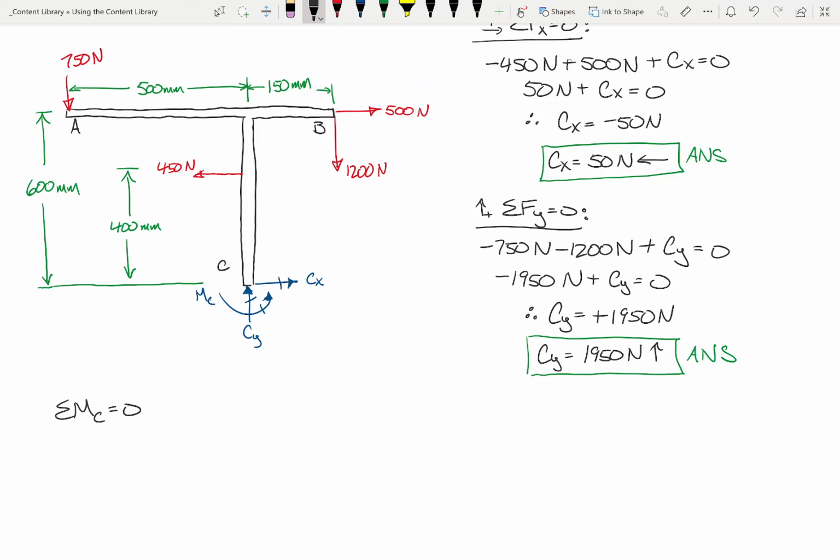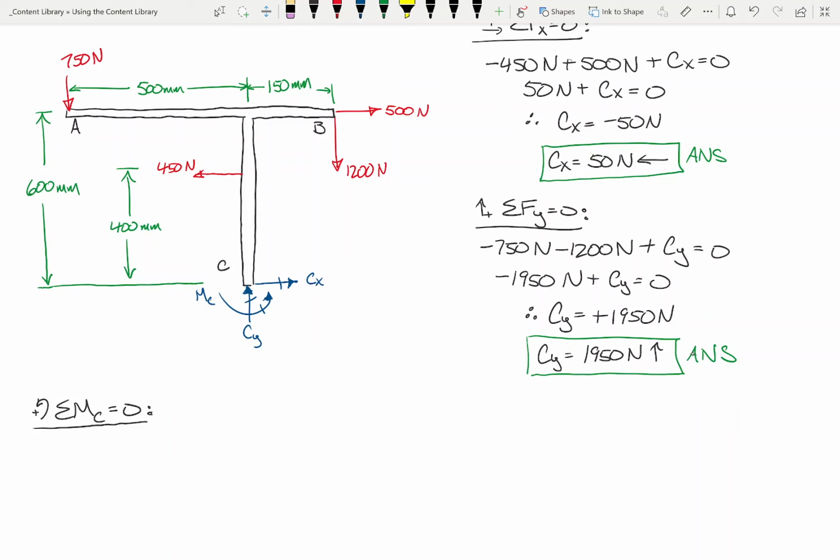So sum moments at C, and we'll take that to be positive. Now, this equation is going to be a little longer because you're not asking about what forces are horizontal and what forces are vertical. You're asking which forces cause rotation. So, for example, does that cause rotation at C? Yes. Which direction does it rotate? Well, this 750 Newton force is going to want to rotate point C like that.